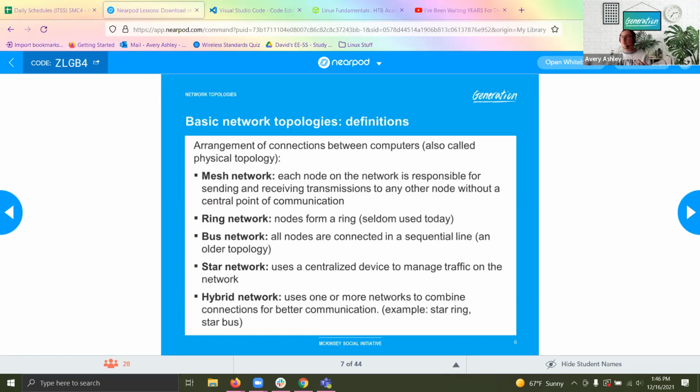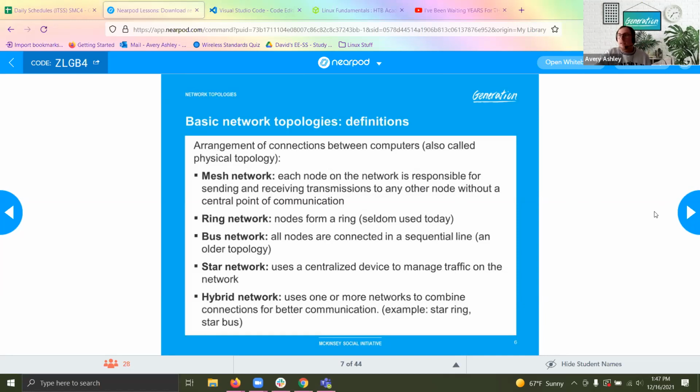And then a star, which is the most common that you'll see, where everything is connected to a central device, so a switch or a hub, and they're all connected to that central device, so they're able to communicate to each other, and it's directed through that central device. And then hybrid's just going to be a combination of both, or well, any of those.